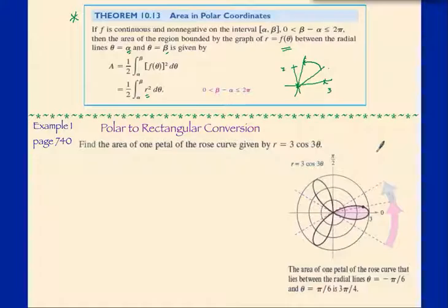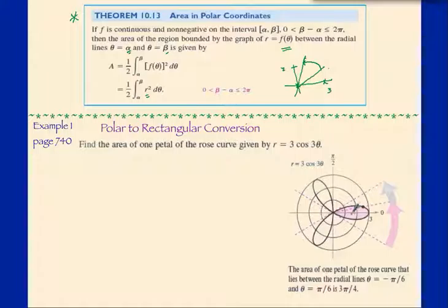So on page 740, example 1, we have the rose curve here, and we're asked to find the area of one petal of the rose curve. Now you might be thinking, gosh, if I change this to a rectangular equation, I could probably do the top curve minus the bottom curve as you always have and find the area. And yes, indeed, that is true. But that's not what we're going to do today.